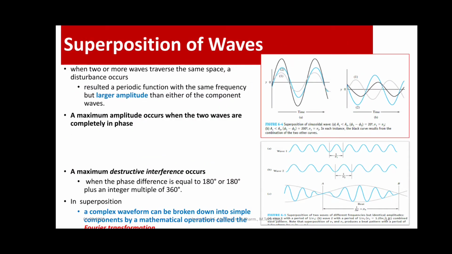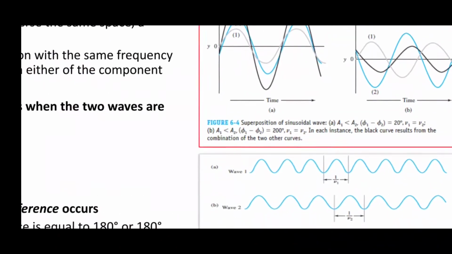Okay, then superposition of waves. When two or more waves traverse the same space, a disturbance occurs, right? When we give two or more waves in a space, it gives interference, or sometimes makes an amplitude also, right? So the result is a periodic function with the same frequency but larger amplitude. If the waves are constructive, which means the phase is the same and they are exactly superimposed, it will give larger amplitude waves. You can see in figure A, right?